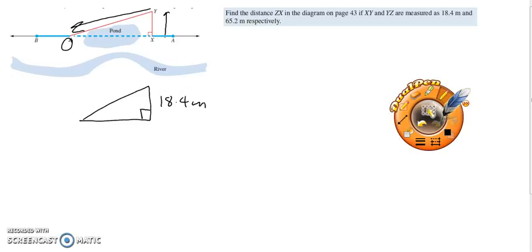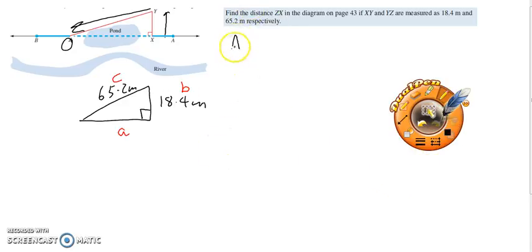ZY, or YZ, they measure to be 65.2 meters. So you've got to be a little bit careful because everyone knows Pythagoras' theorem is a squared plus b squared equals c squared, but sometimes it's not c we're looking for. So I label the sides, so I've got A, B, C, and what we can see is that we are actually looking for the side A. We need to change our formula a little bit.